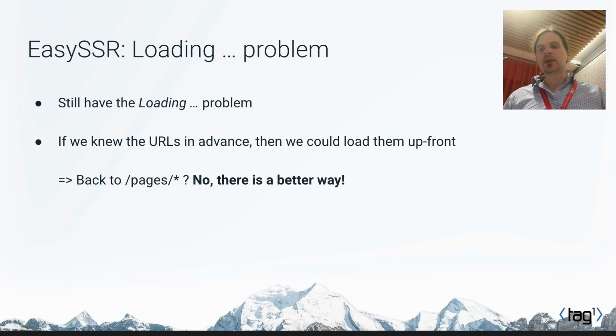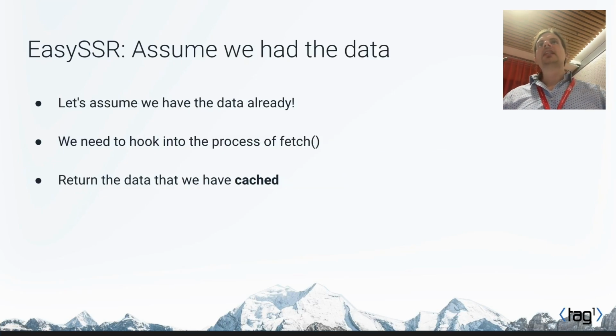Because from the SSR problem, we still had this loading problem. We could render the page and we get all these loading placeholders. But if we knew these URLs in advance, then we could load them up front. But again, we have this chicken and egg problem because we don't know them in advance. So back to pages, no, there's a better way. Let's assume for a moment that we had the data already, that we knew what URLs that page would need to load. Like it would need to load that blog, that node, that layout builder, that contact form, whatever.